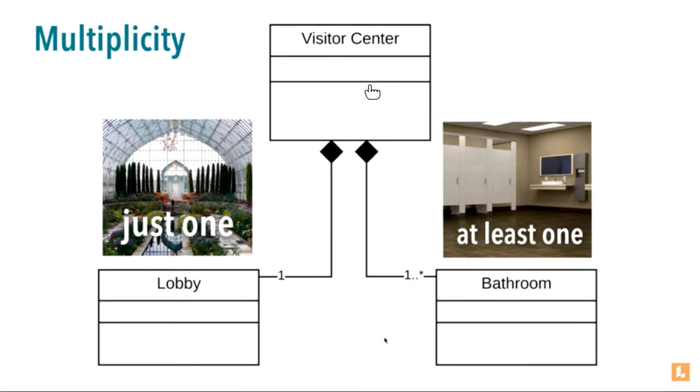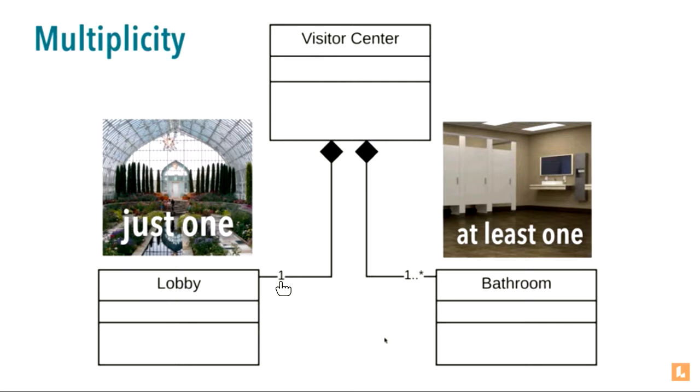You can see this hand. Now suppose this is my visitor center, and this visitor center has only one lobby, just one lobby is there. In the visitor center there is only one lobby, so I will write 1 here.